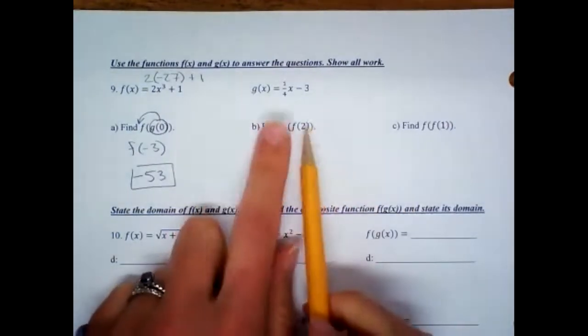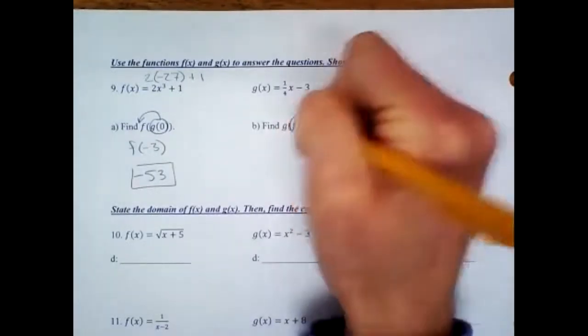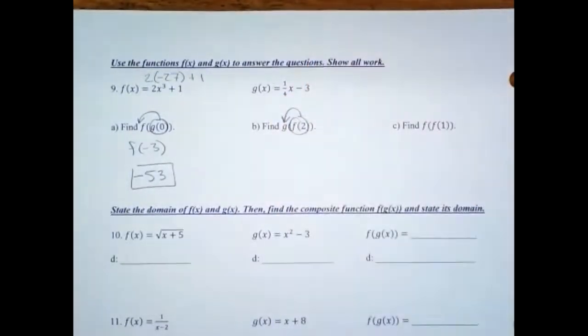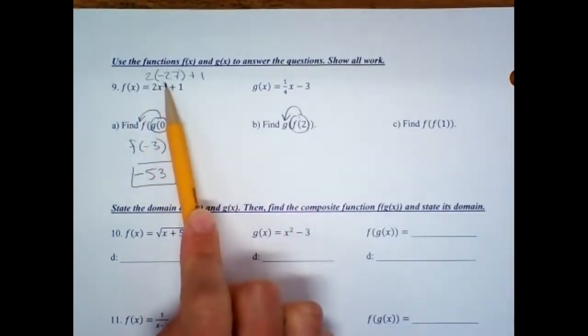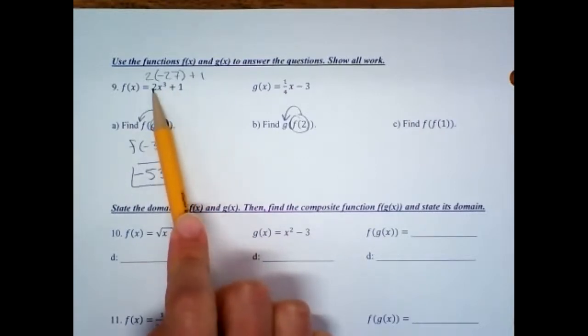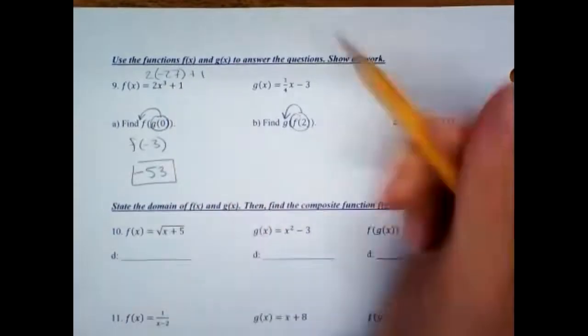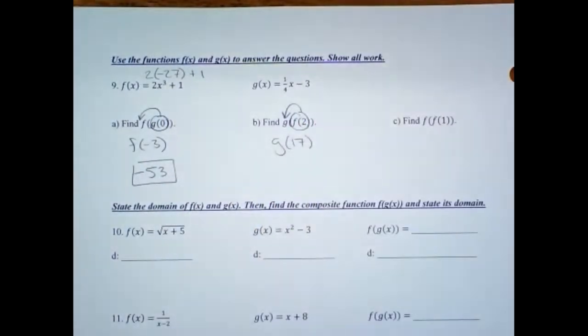Okay. Which function do we start with for this one? Good. Function f, you're going to do f of 2 and then pass it along. All right. So let's plug 2 into function f. 2 cubed. Good. 8. 2 times 2 times 2, so 8 times 2, 16 plus 1, 17. Okay, so we're going to do g of 17.